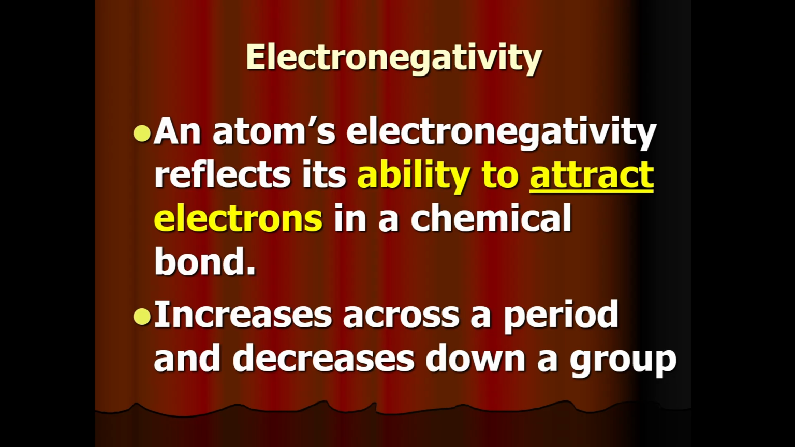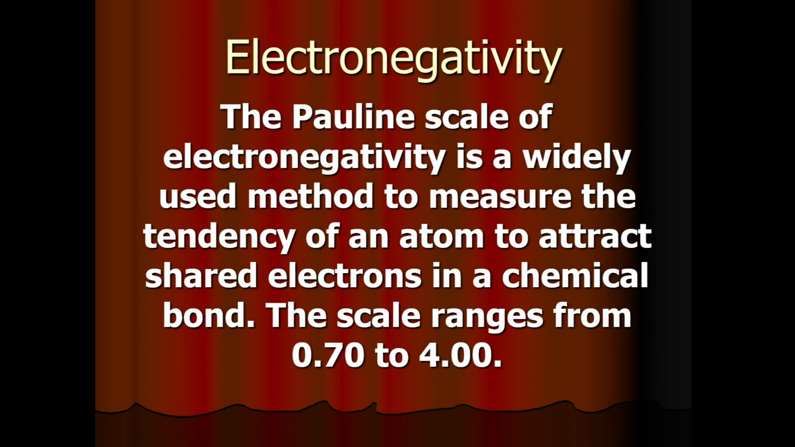Next, we look at electronegativity. An atom's electronegativity reflects its ability to attract electrons in a chemical bond. This attraction increases across a period and decreases down a group. Electronegativity is measured using the Pauli scale. The Pauli scale of electronegativity is a widely used method to measure the tendency of an atom to attract shared electrons in a chemical bond. The scale ranges from 0.70 to 4.00.